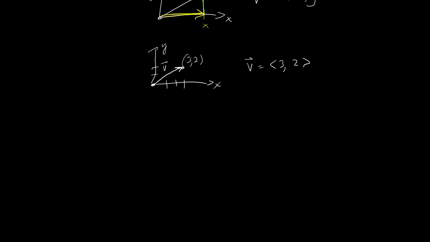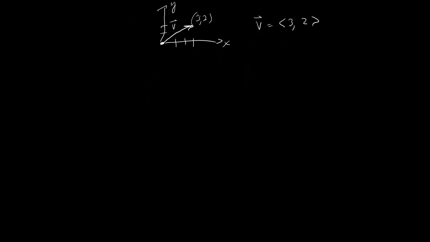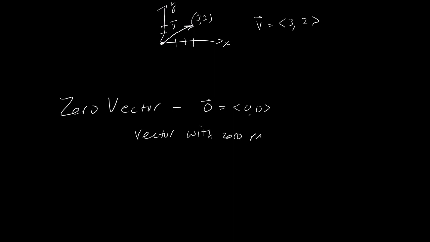The zero vector, which is denoted 0 with the vector line above it, or in component form ⟨0, 0⟩, is a vector that has no magnitude. It's an interesting vector because it has no direction. It doesn't go anywhere, right? So it's the only vector that really doesn't have a direction because it has zero magnitude. It doesn't really go anywhere.